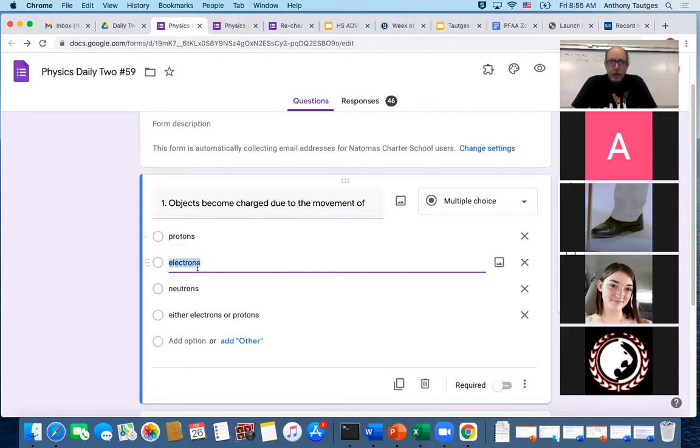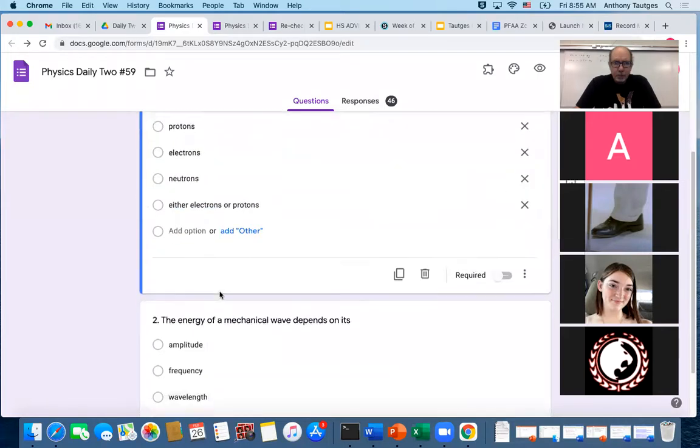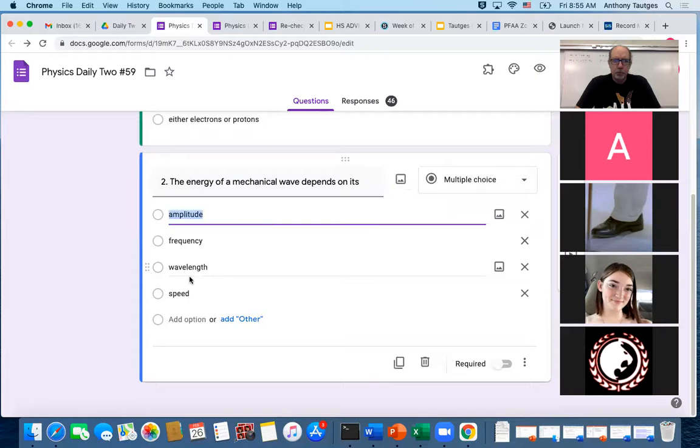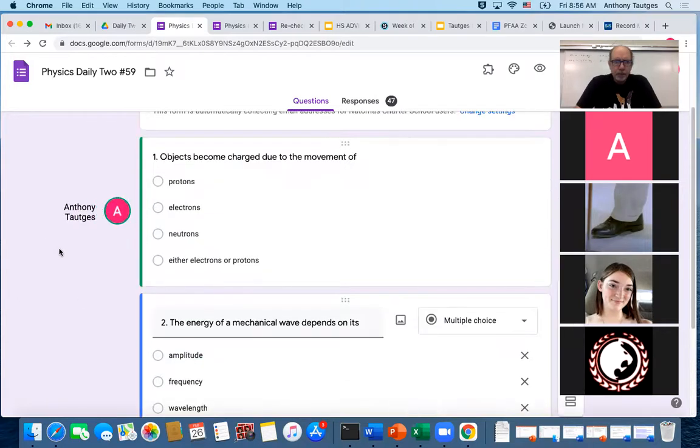All right, so if an object acquires an excess of electrons, then it becomes negatively charged. If it loses electrons, it becomes positively charged. Okay, that's the answer to number 1. Number 2, the energy of a mechanical wave depends on its amplitude. Think of a tsunami versus a ripple on a pond. Okay, so those are the 2 for today. Questions, comments on that?